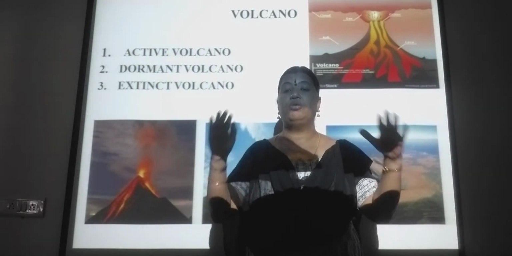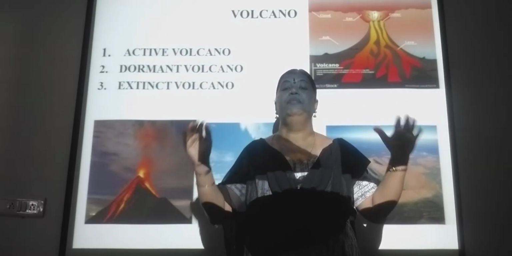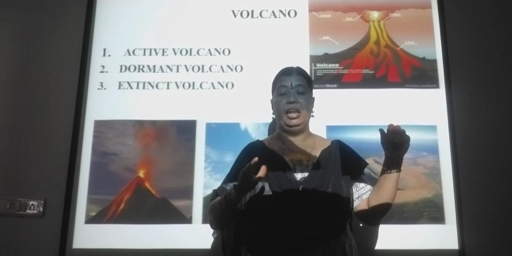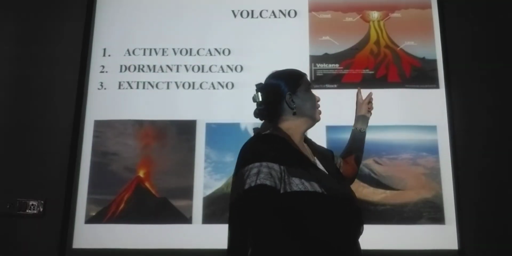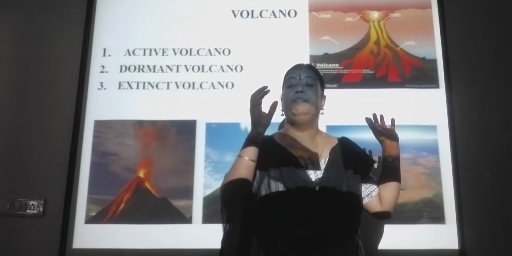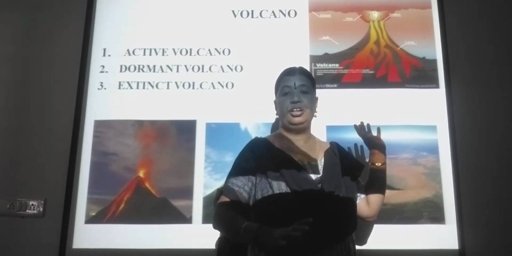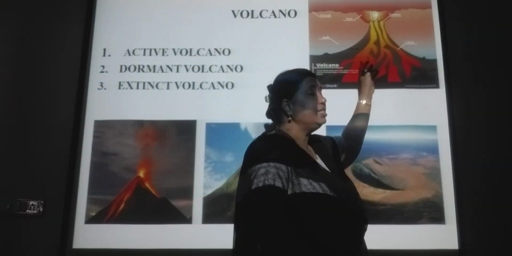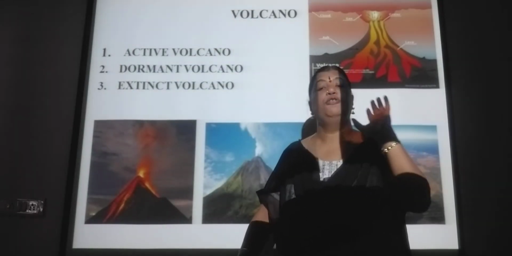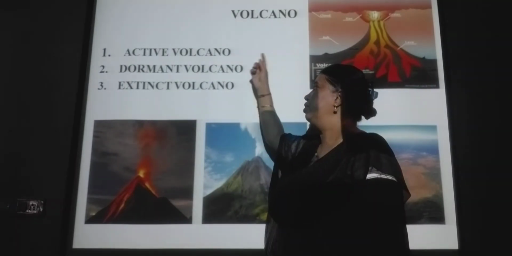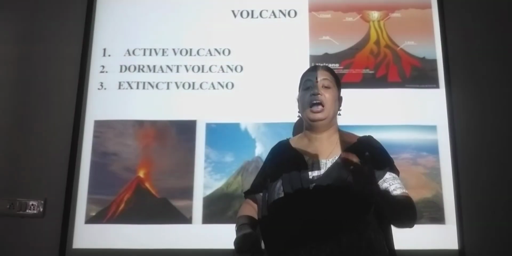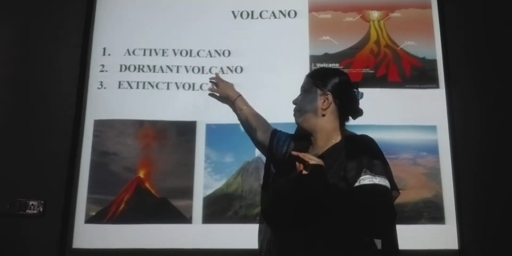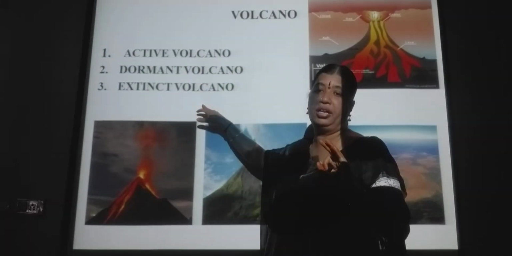And after cooling, this magma becomes the mineral. Okay, the whole mountain is now ready for a mineral. Right? Understood now, children? So, like this, volcanoes are formed. Now, these volcanoes are of three types: active volcano, dormant volcano, extinct volcano.